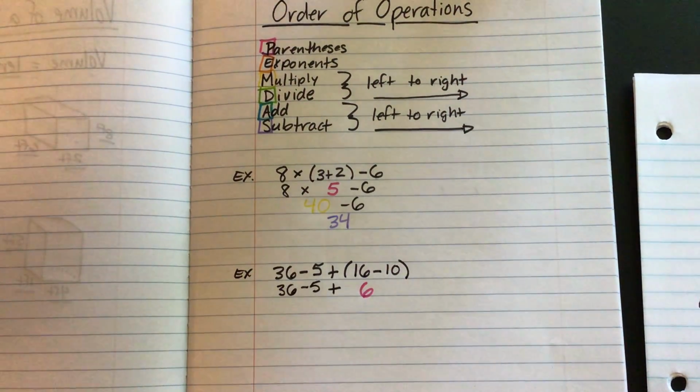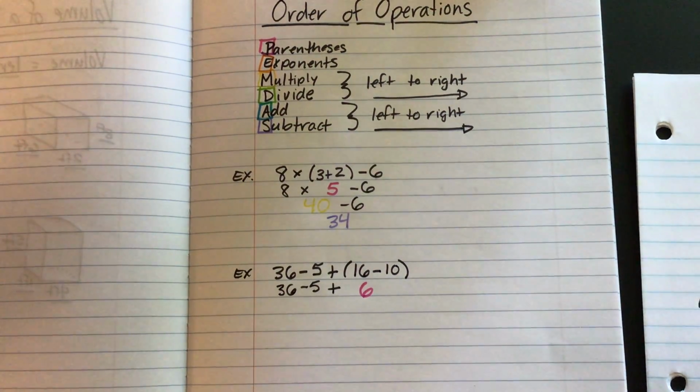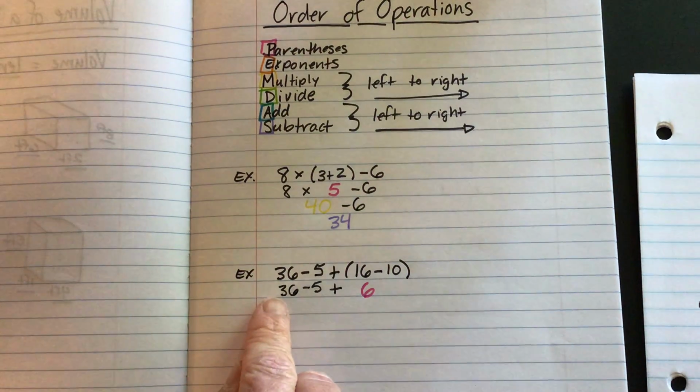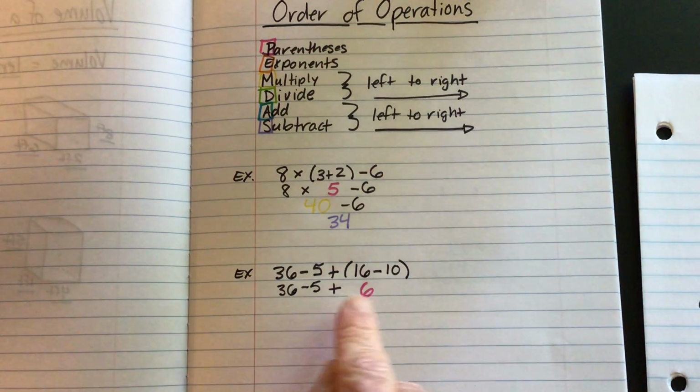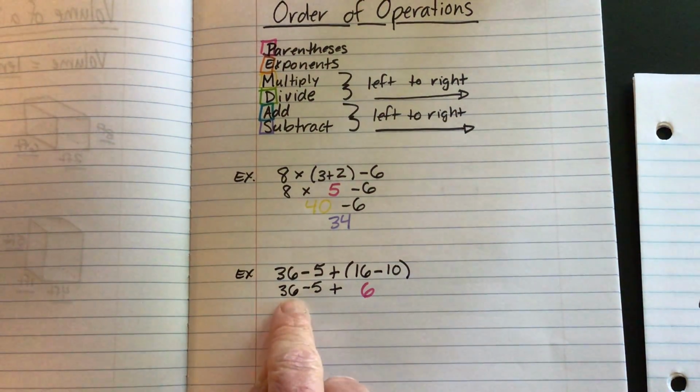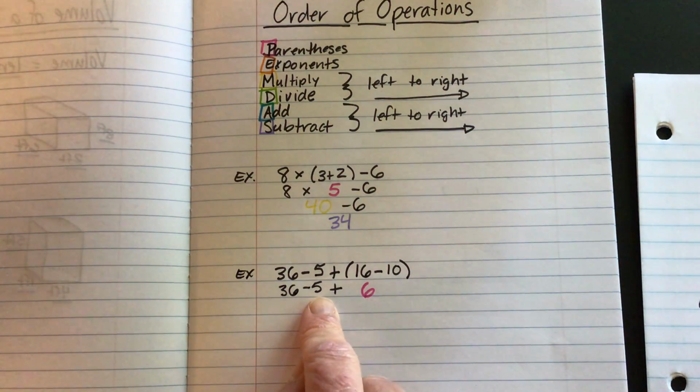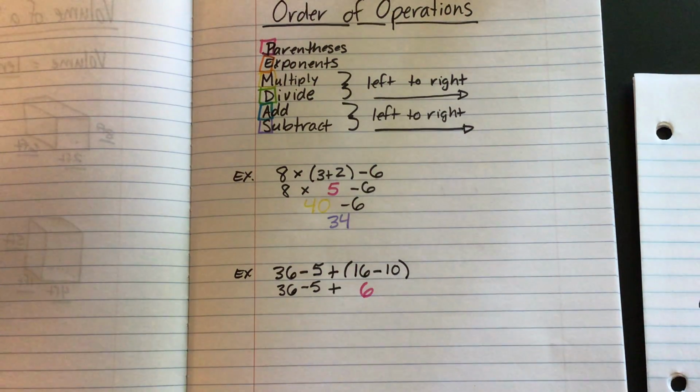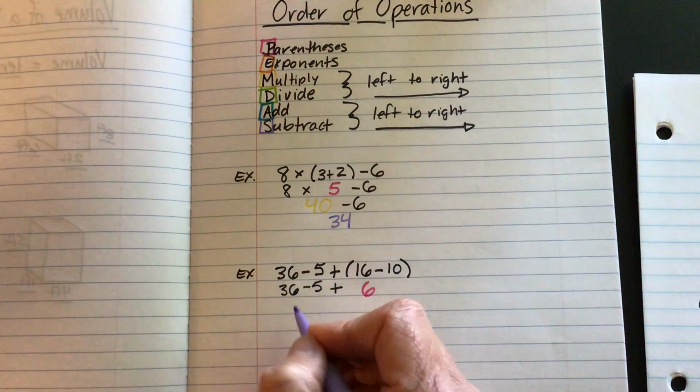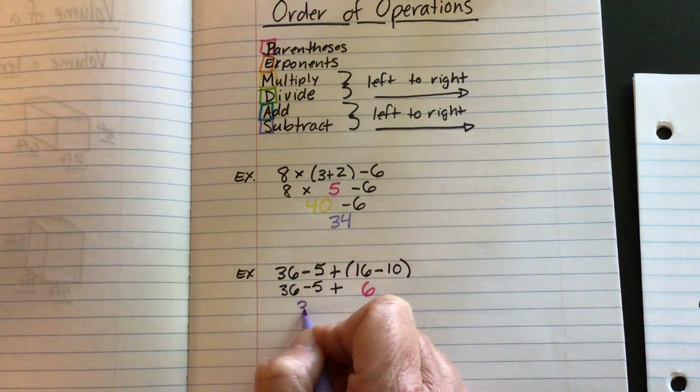All right. Now, you're probably looking at this and you're saying, hey, I can add those two things together first. Nope, you can't. We have to travel from left to right. The first thing you have to do in this case is subtract. So you have 36 and you're going to take away 5. When you do that, you should get 31. Right.